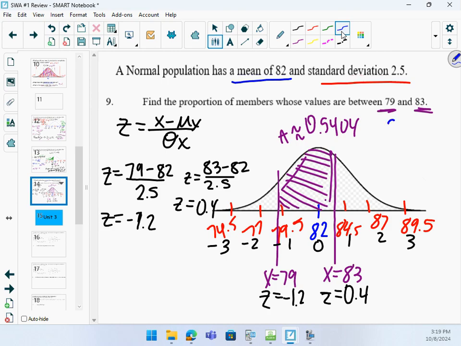And again, to answer the question, which we really have not done, I would say 54.04% of the population is between 79 and 83.